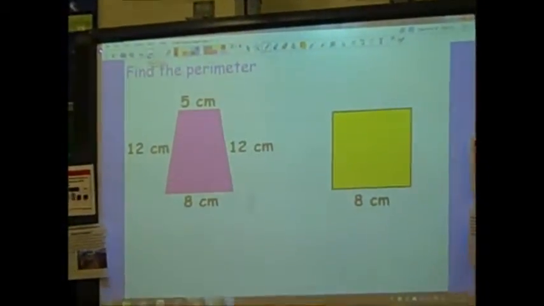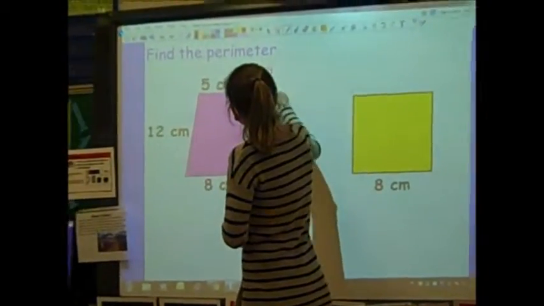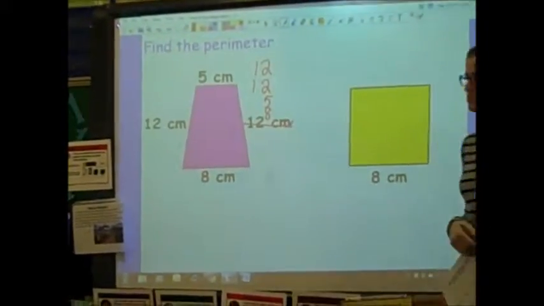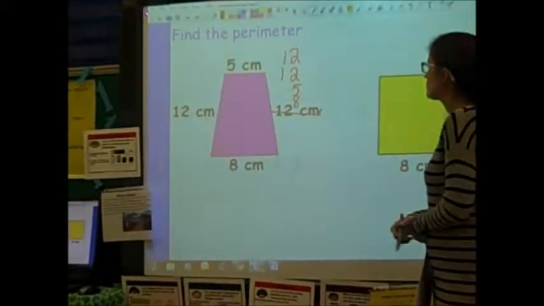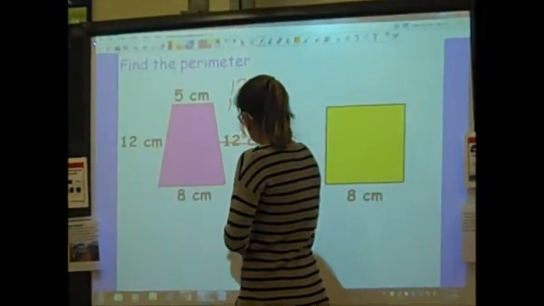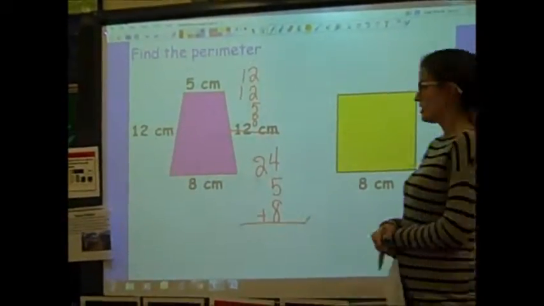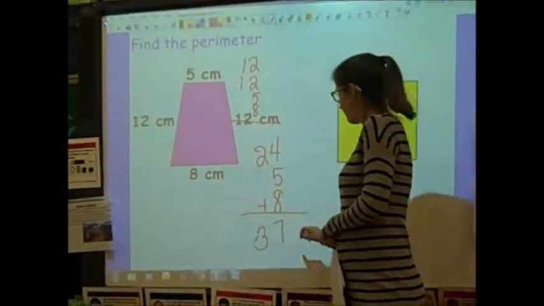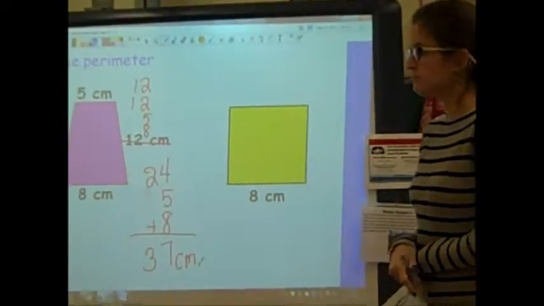So find the perimeter of the first figure. We would just add the sides. If they already know that 12 plus 12 is 24, they can simply write 24. Just cut it down. Anybody have the answer? I'm sorry. 37? 37 what? Good. We really want them to put those labels on all of their measurements.